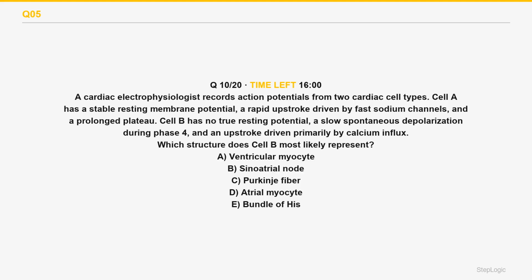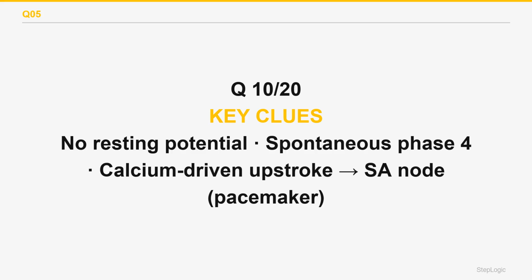Read the command: which structure is cell B? Cell B has no stable resting potential, spontaneous phase 4 depolarization, and a calcium-driven upstroke: pacemaker cells, the SA node. Cell B is a pacemaker cell, the sinoatrial node. Pacemaker cells have three defining features. First, no true resting membrane potential; they slowly drift upward.